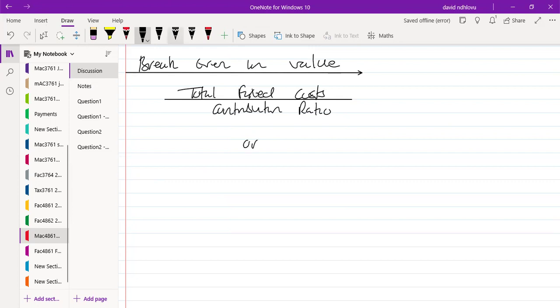Sorry, can I ask a question? Can you please explain a bit what the contribution ratio is?